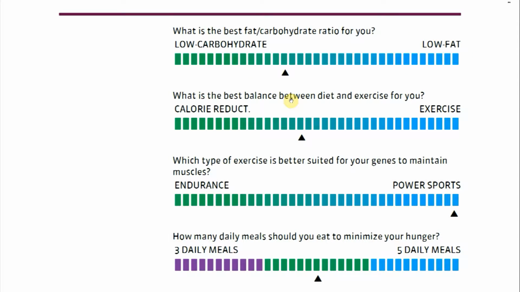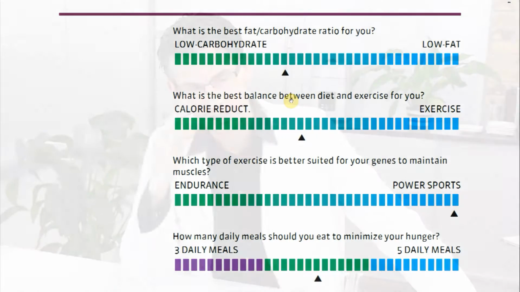Alright, so the next question, what is the best balance between diet and exercise for you? Diet meaning calorie reduction, or exercise. This is actually a very important part of the program. Scientific studies have shown that if two friends go to a gym and they do the same exercises every second day, the difference in weight loss might be up to threefold. So one person might lose 3 times more weight than the other person.